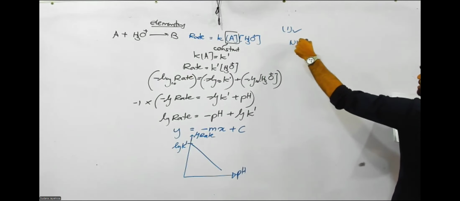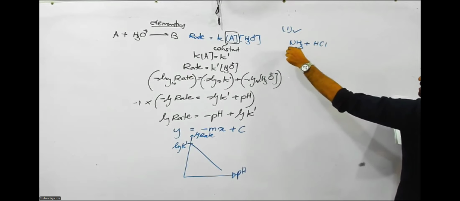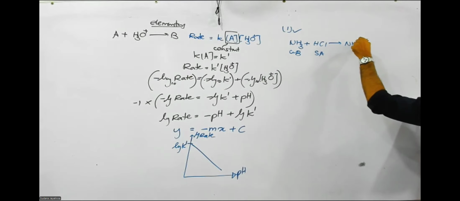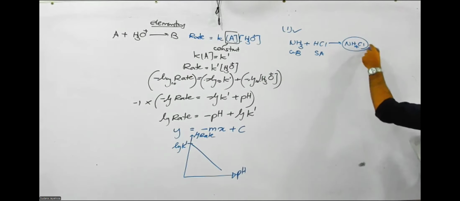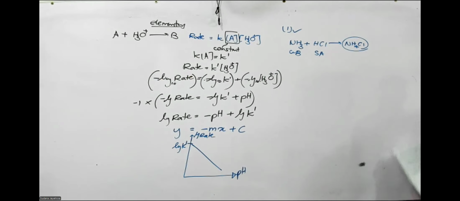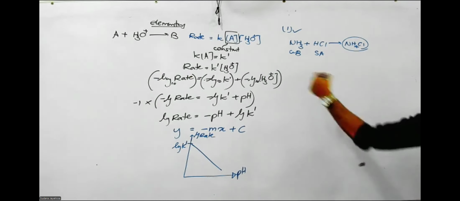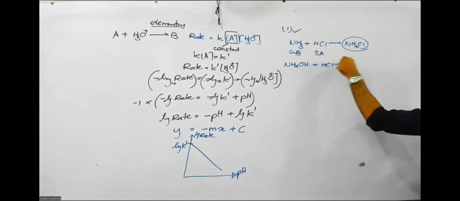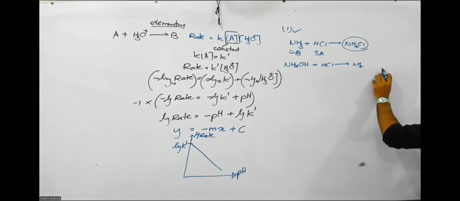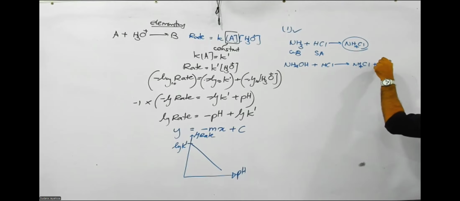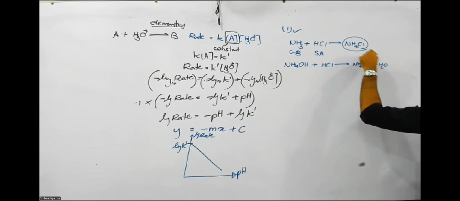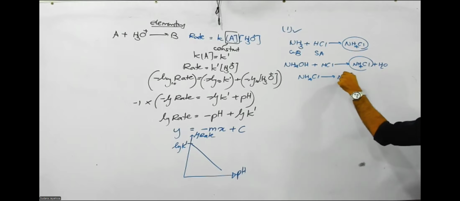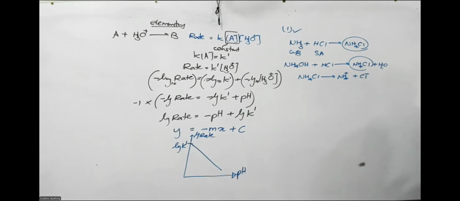Because when ammonia is reacted with a strong acid, this is a weak base and strong acid titration, you will get ammonium chloride. This is the salt. Or you can take ammonium hydroxide, that is aqueous ammonia. Anyway, you will get ammonium chloride and water. Right? So this salt can fully ionize and give you ammonium ions and Cl minus ions.